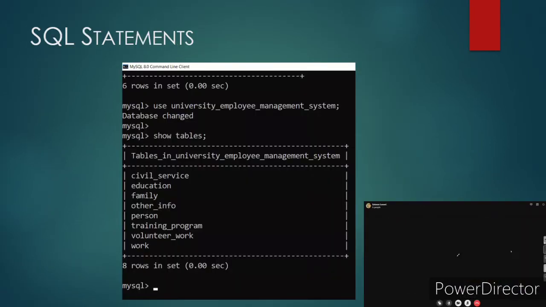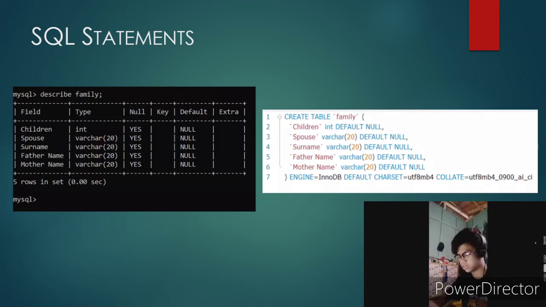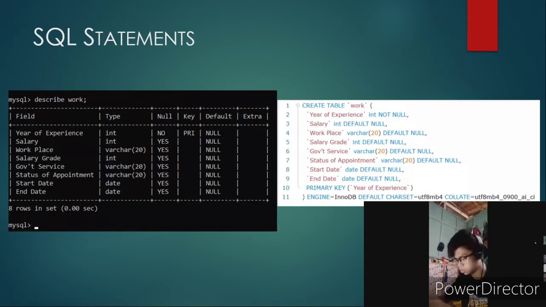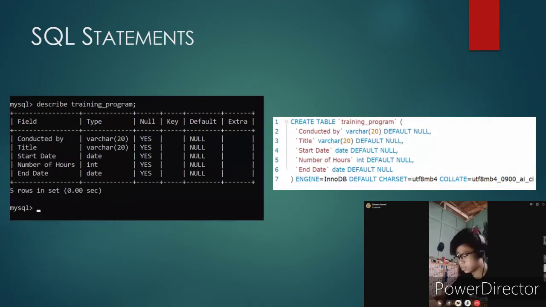Next is the SQL statement, and Ronnie Fang is going to report it. In the SQL statement, we use MySQL Workbench in creating our database. Then we create tables, namely civil service, education, family, other info, person, training program, volunteer work, and work. Then we insert data using insert into.